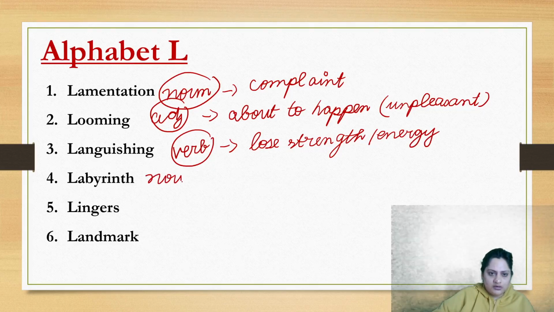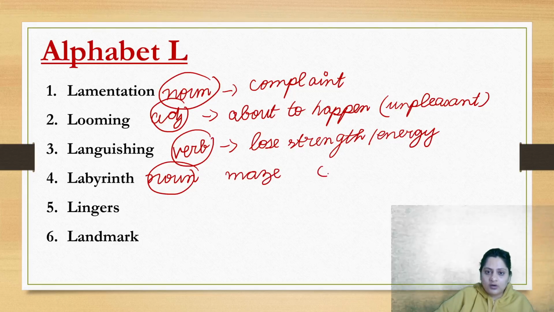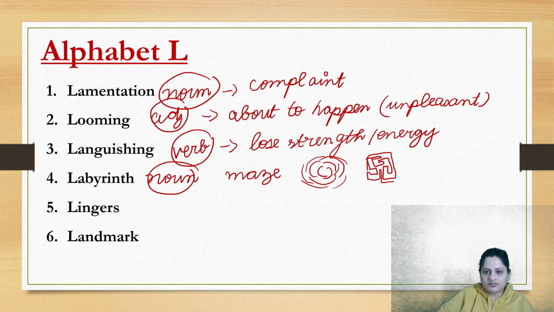Labyrinth is a noun word. A complicated set of paths where it is very difficult to find your way, a maze. You have seen these in drawings, guys. I hope you have all seen these drawings, kind of a maze. If you enter here, it is very difficult to find where to come out of, right? It's like a puzzle, a maze. Labyrinth, a path. So you have seen these paths which are very difficult to come out of, right? So these kind of labyrinth.